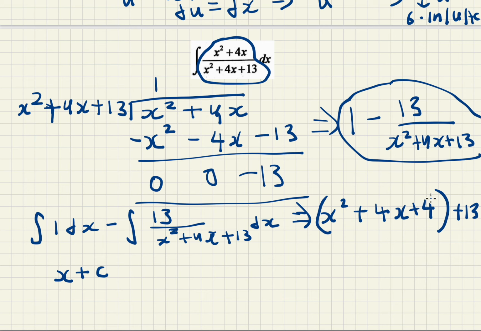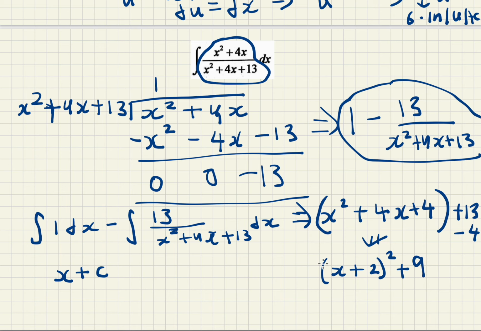And we can't just simply add something. If we add something, we also need to subtract something, so that this expression is equivalent to this expression. Because if you add something and subtract something, it's basically 0. So we subtract 4 here. Now x squared plus 4x plus 4 can also be written as x plus 2 the whole square. If we use the identity, you get x plus 2 the whole square. And 13 minus 4 is 9.